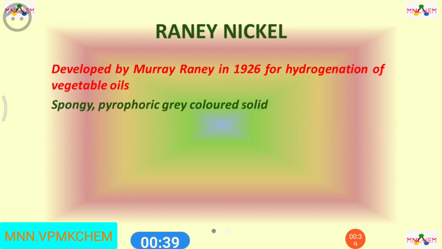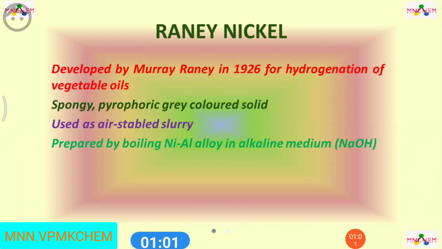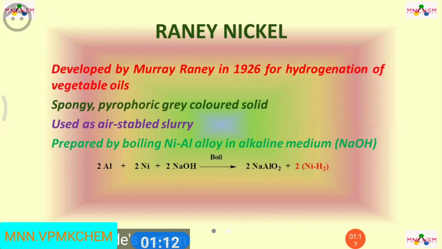Raney nickel is a spongy material, gray or blackish in color, and it is pyrophoric in nature. So most of the time, it is stored as air-stable slurries. It is prepared by boiling a nickel aluminum alloy in alkaline medium. NaOH is used, and when this nickel aluminum alloy is boiled in NaOH, the reaction can be written like this. We'll be getting Raney nickel, the formation of this.